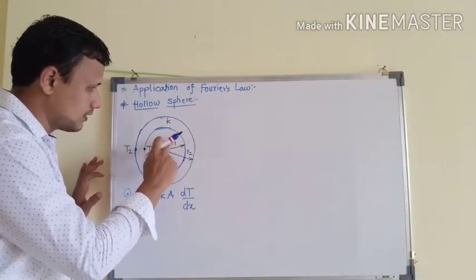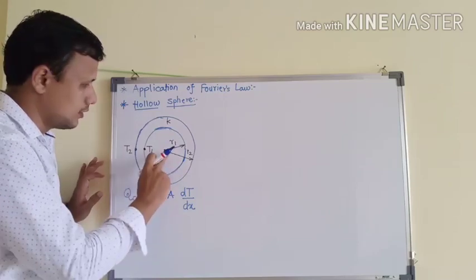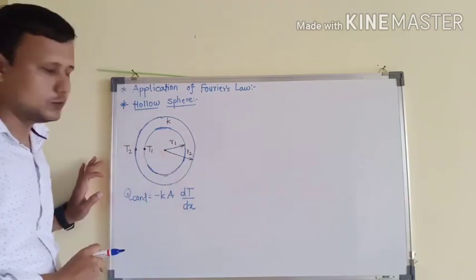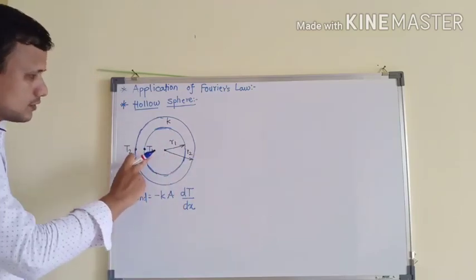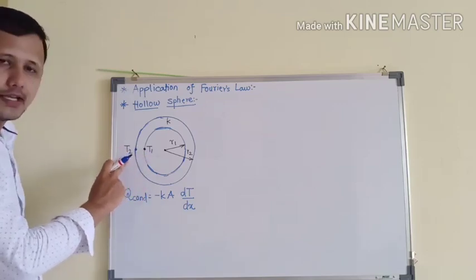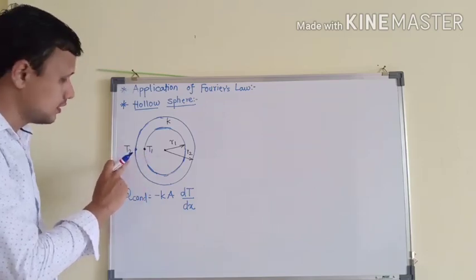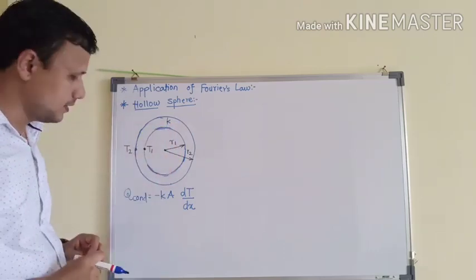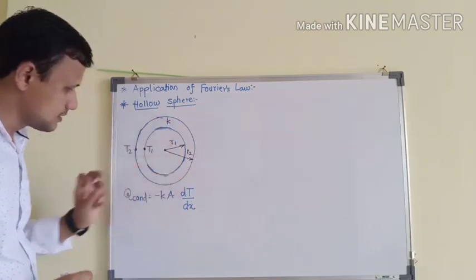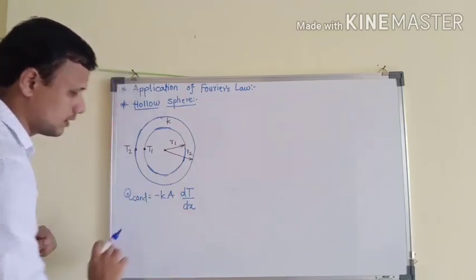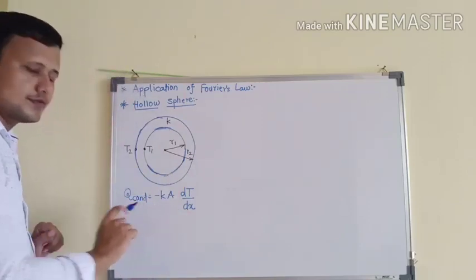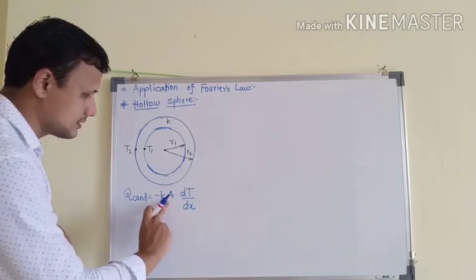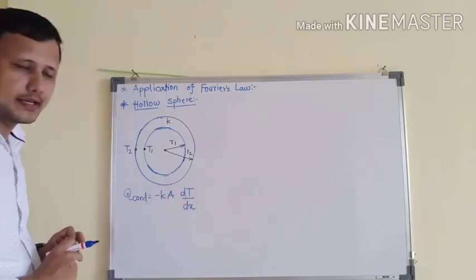It will have some internal radius R1 and some external radius R2. Temperature at the internal radius will be T1 and temperature at the external radius, or outer surface, will be T2. K is the conductivity of the material of the sphere. On the basis of this, we already have our basic equation that conduction heat transfer by Fourier's law is minus kA dT by dx.